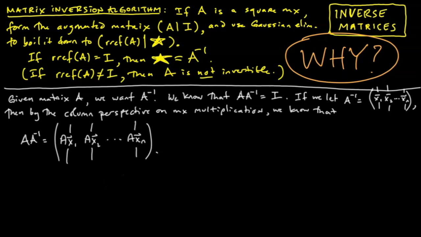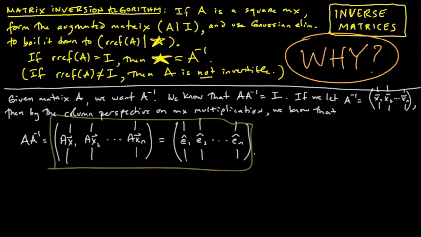Well, no, it does help us because we know that this, which is A times A inverse, is equal to the identity matrix, which, if we expand it out, we could rewrite as the matrix whose first column is the first standard basis vector, E1, and whose second column is the second standard basis vector, and all the way down to the nth standard basis vector for Rn. So this equation right here is just another way of saying that A times A inverse is equal to the identity matrix.